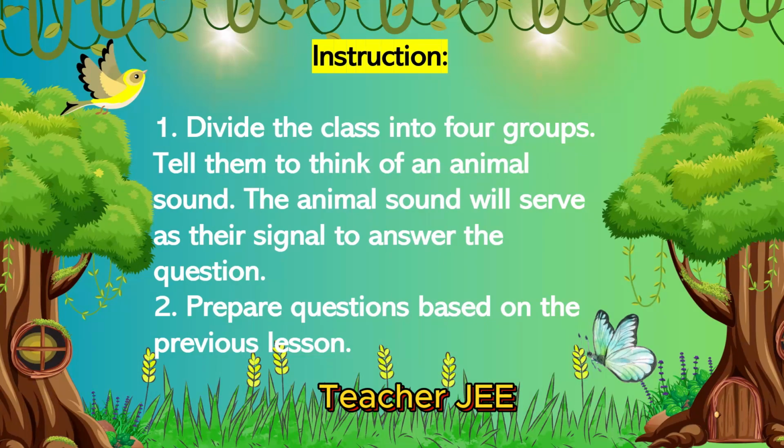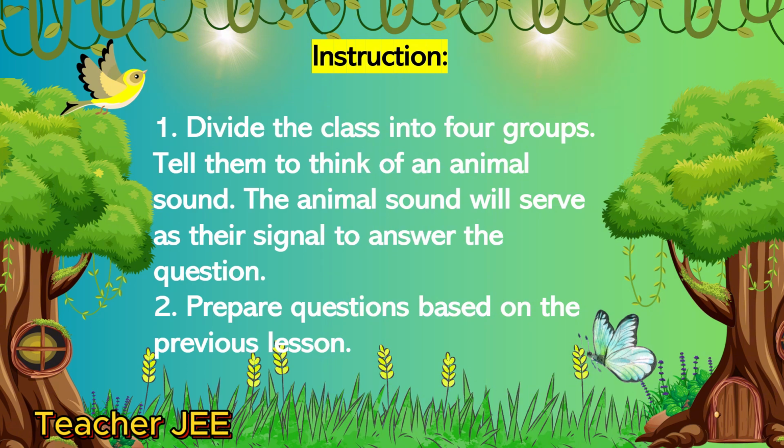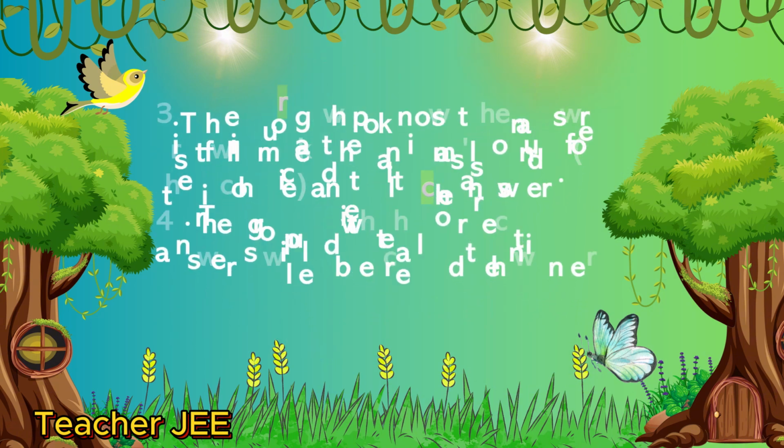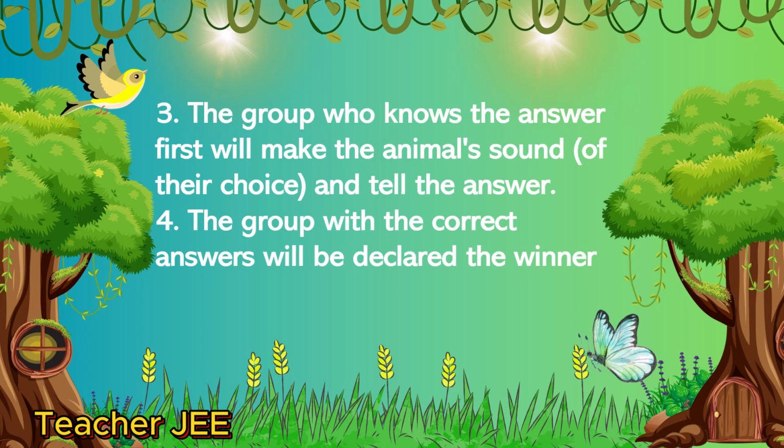Instruction. Divide the class into 4 groups. Tell them to think of an animal sound. The animal sound will serve as their signal to answer the question. Number 2. Prepare questions based on the previous lesson. Number 3. The group who knows the answer will first make an animal sound of their choice and tell the answer. Number 4. The group with the correct answers will be declared the winner.